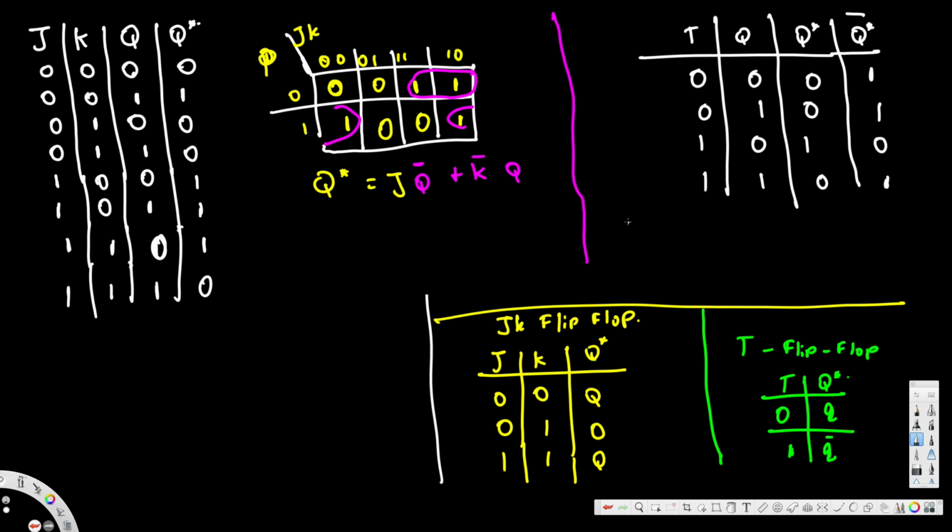Okay. Now if we draw the AND gate for this, it's going to look like this. We have T and then Q bar. And here we have an OR gate. This is Q and this is T bar. Output is Q asterisk. And that's how we draw the T flip-flop, the toggle flip-flop. That's all about flip-flops.